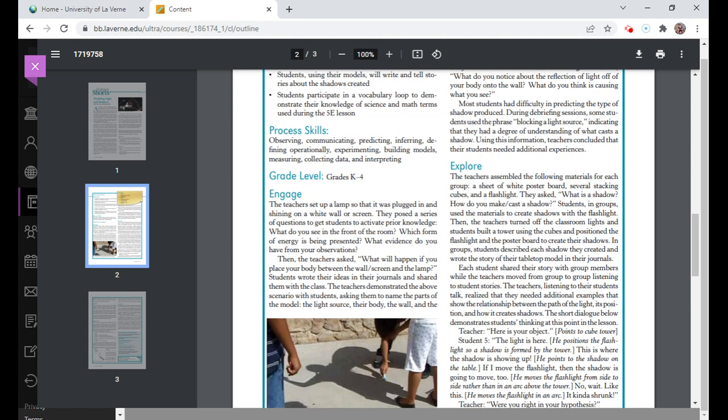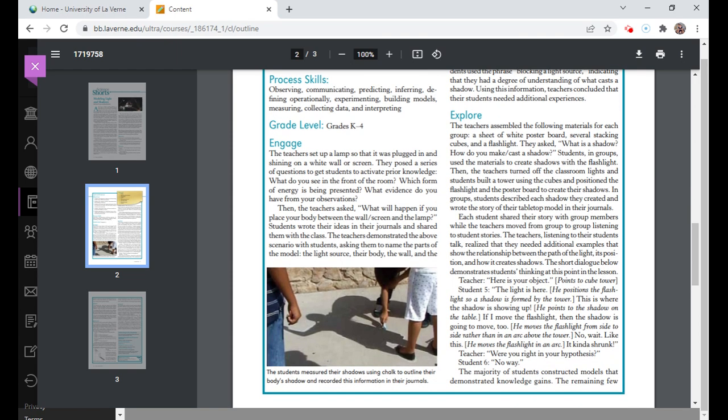For the engaging portion of this lesson, the teacher will set up a lamp so that it's plugged in and shining against a white wall or screen, or in this case, on the picture below, concrete. And they will ask students questions that will get them to activate prior knowledge. The teacher will ask them questions like, what will happen if you place your body between the wall screen and the lamp?